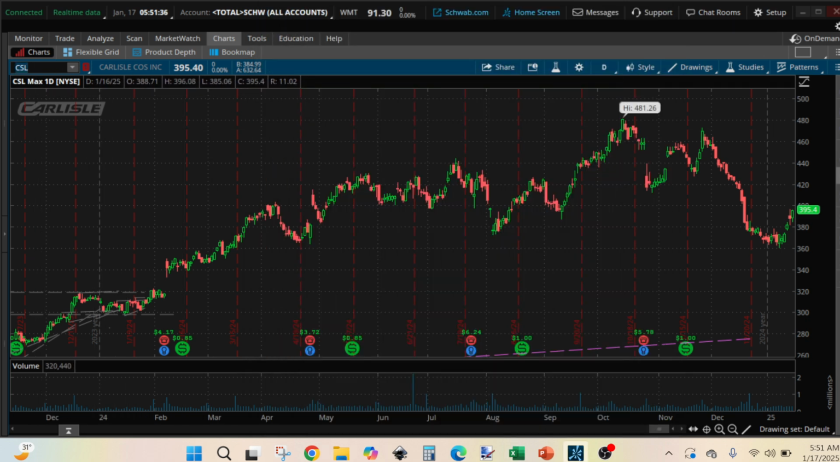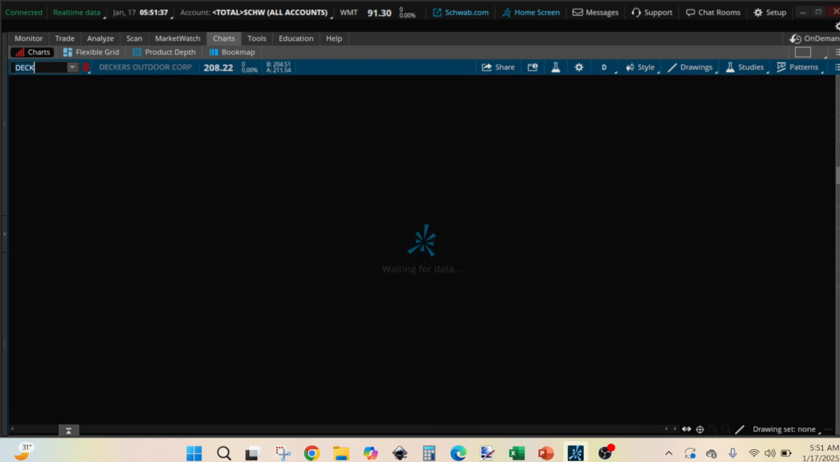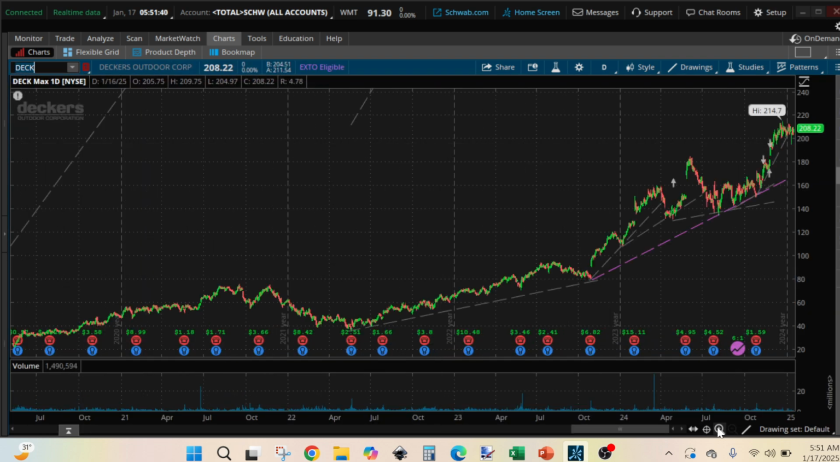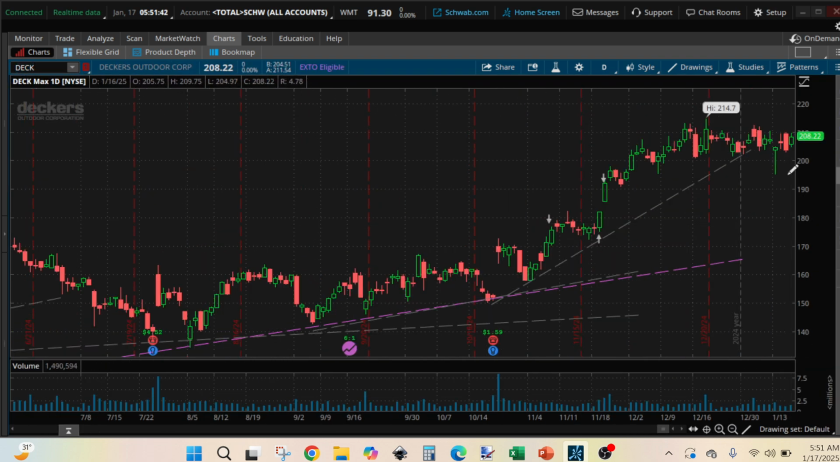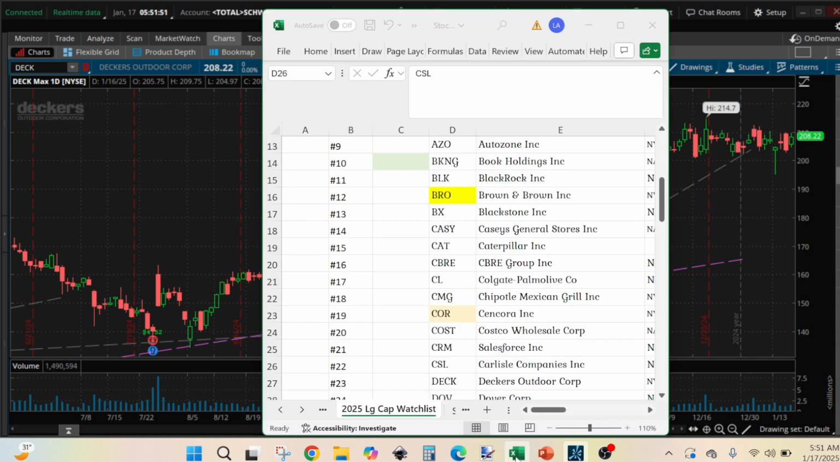DECK. So DECK, we like to buy at this trend line, but right now it seems to be following this trend line. It's still higher up. Yesterday the price went up.